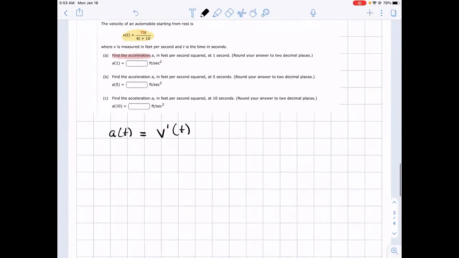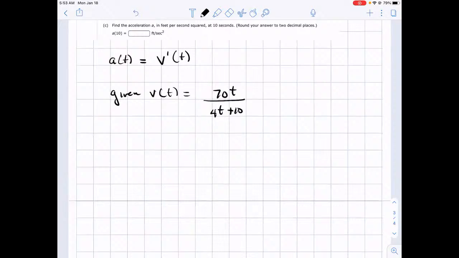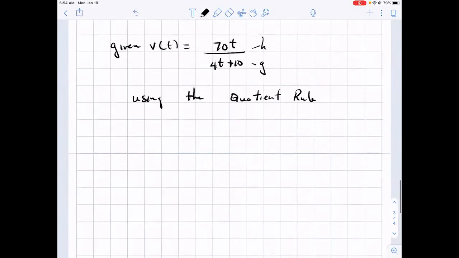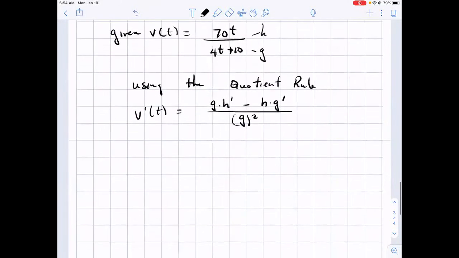So v of t, given to you, is equal to 70t over 4t plus 10. So this is a quotient. We'll use the quotient rule. Let's call this h. Let's call this g. So using the quotient rule, v prime of t will be, denominator will be g squared, and g times h prime minus h times g prime. So let's figure out what is h, what is g.